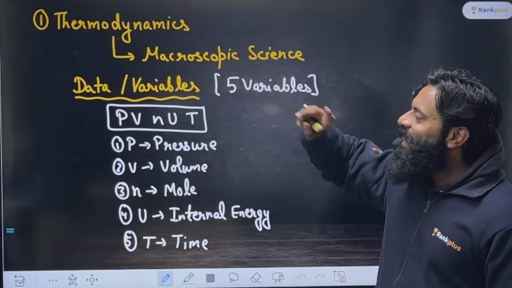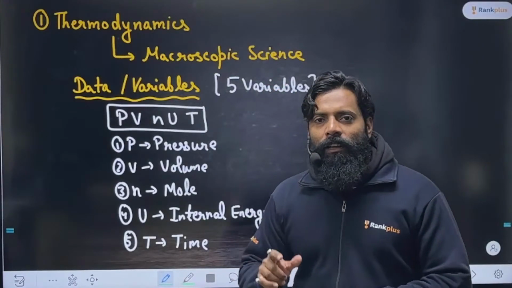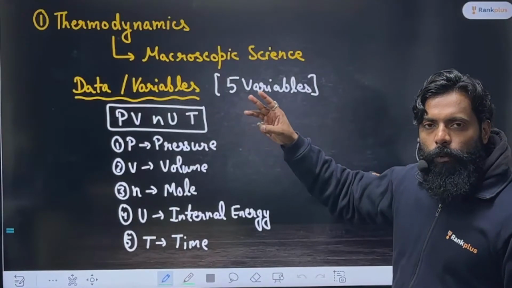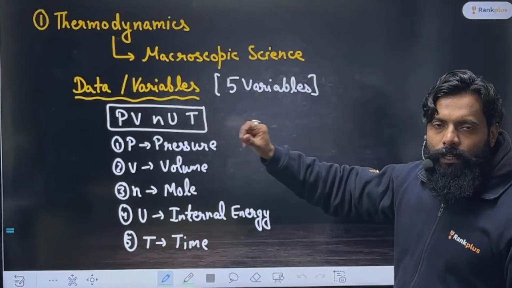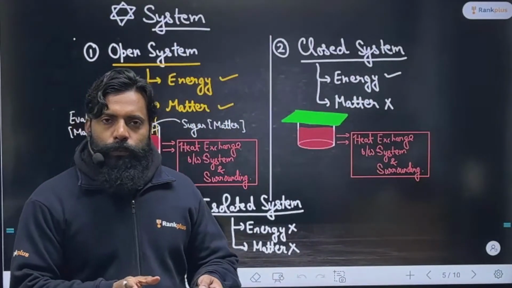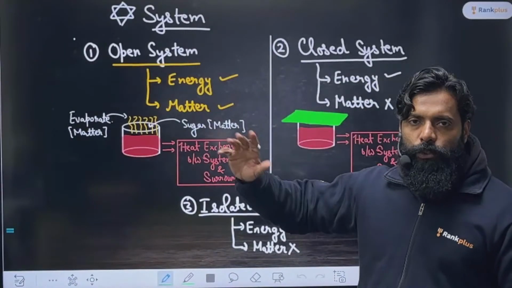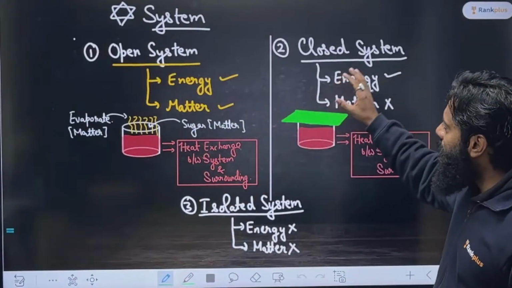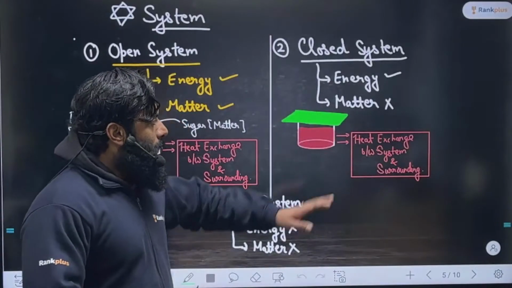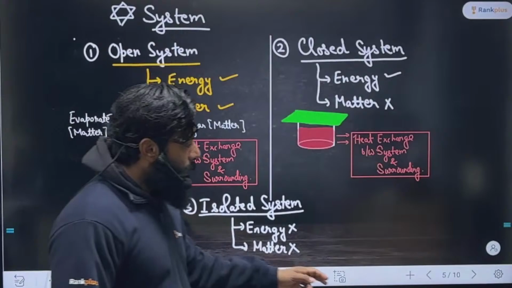So we have discussed that thermodynamics is basically the macroscopic science where we have to deal with the data. These are the data which we must be well aware of: P, V, n, the pressure, volume, the mole, the internal energy, and the temperature. Then I discussed that there are 3 types of system. The first one is the open system, in which energy and matter both can be exchanged. The second one is the closed system, in which energy can be exchanged but matter cannot be exchanged. In the isolated system, neither energy nor matter can be exchanged.